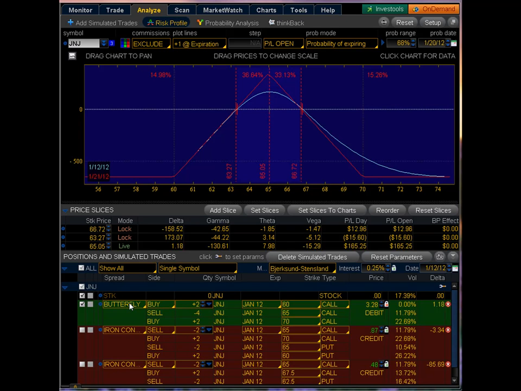This is a classic butterfly. A classic butterfly is a three-legged trade, so it has three options. It has what they call the short strike, which is the middle strike. The short strike, which is in the middle, and in our case, it was the 65 because that's where the stock was trading at the time.